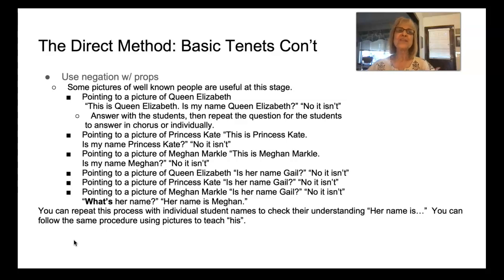So I would point to other people in the royal family. For example, this is Princess Kate. Is my name Princess Kate? No, it isn't. This is Meghan Markle. Is my name Meghan Markle? No, it isn't.